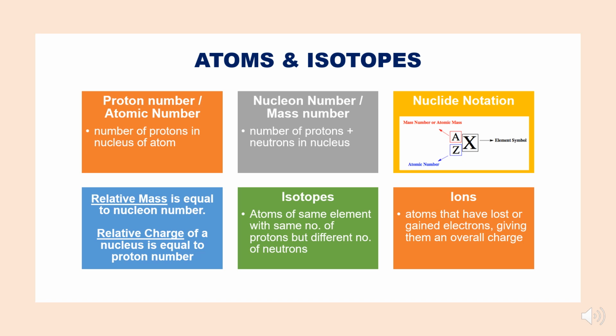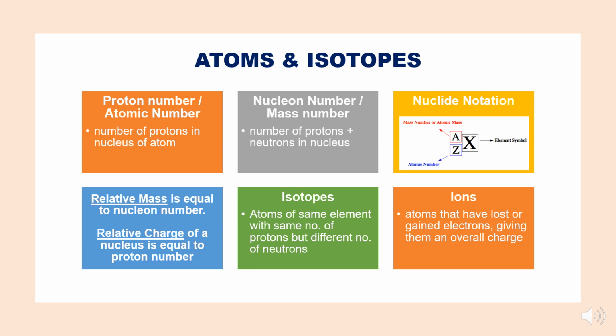Now for some definitions. An element is a substance whose atoms all have the same number of protons, but they can have a different number of neutrons. So what is a proton number? The proton number, also known as the atomic number, is the total number of protons in an atom's nucleus. The mass number or the nucleon number is the number of protons plus the number of neutrons in the nucleus of an atom.